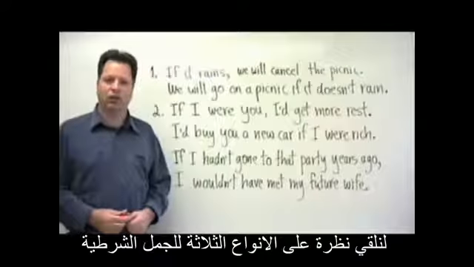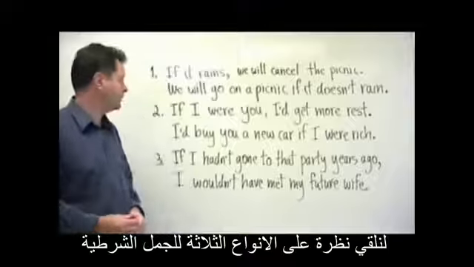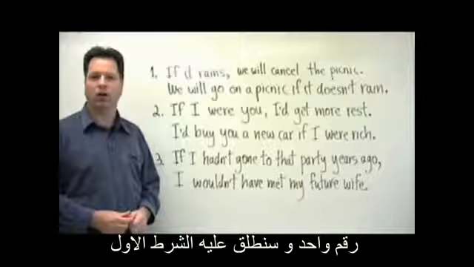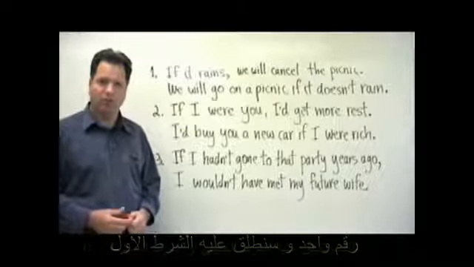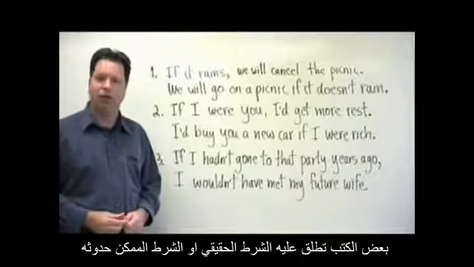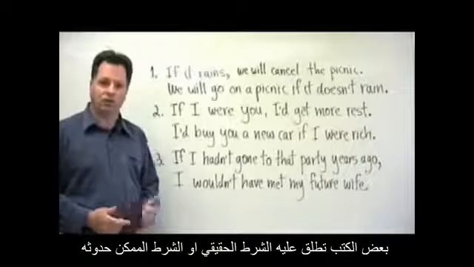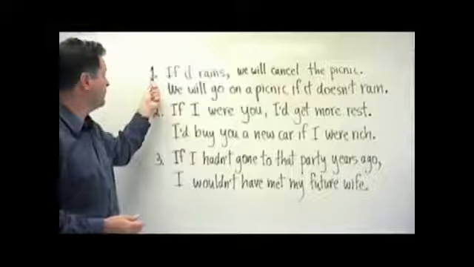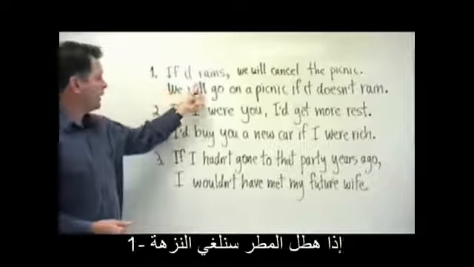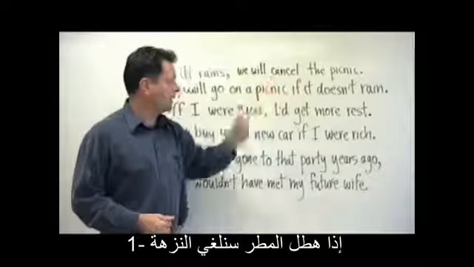Let's take a look at the three conditionals. These are your basic conditionals. Number one, we're going to call it the first conditional. Some books call it the real or probable conditional. Let's just stick to the first one, okay? If it rains, we will cancel the picnic.